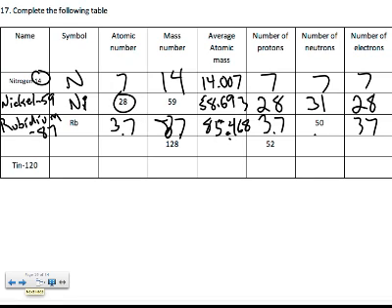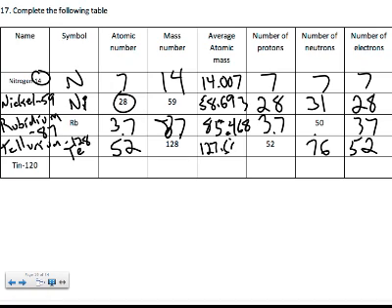So the next one has a mass number of 128 and a number of protons of 52. 52 is also the atomic number and the number of electrons. Element number 52 is tellurium, and it's got a mass of 128, so it's tellurium 128. The symbol is Te. If it's got a mass of 128 and 52 protons, that means it has 76 neutrons, and the average atomic mass on the periodic table is 127.60.